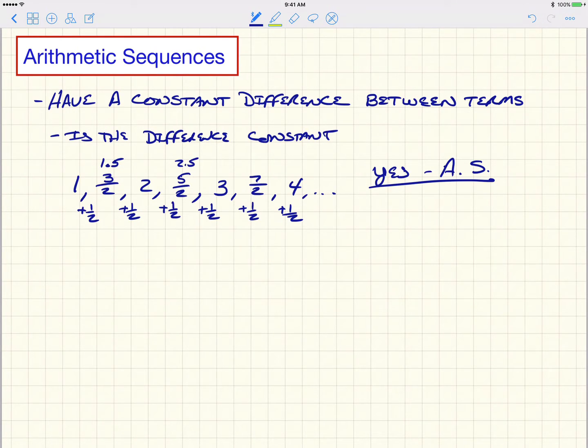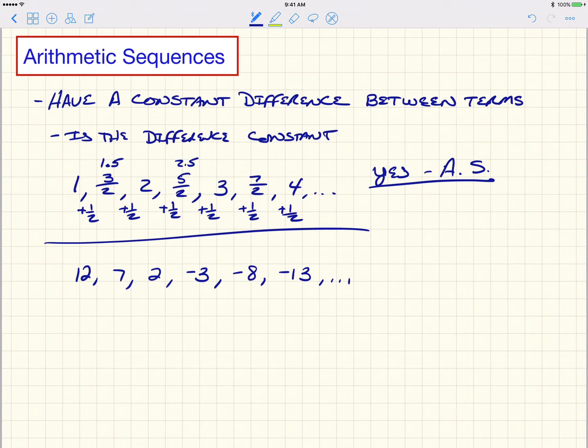Okay, let's talk about this next sequence. Let's see if this one is an arithmetic sequence. I'm going to start at the value 12, and I am going to go to 7, and then to 2, and then to -3, and then to -8, and then to -13.